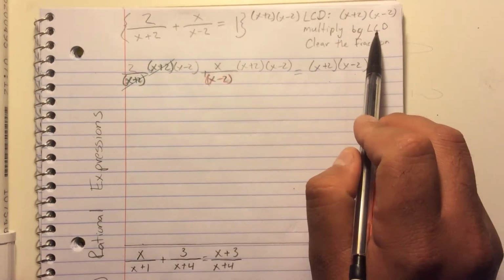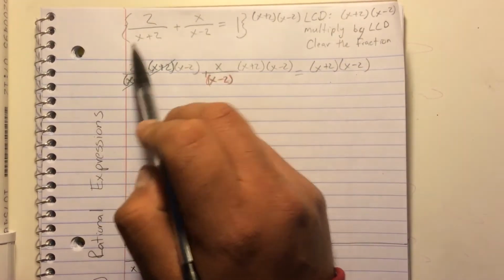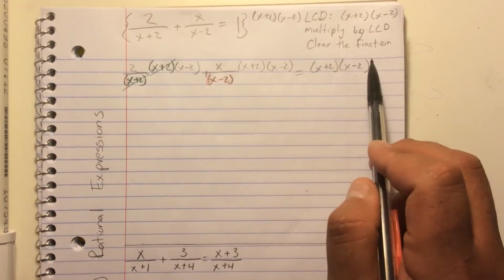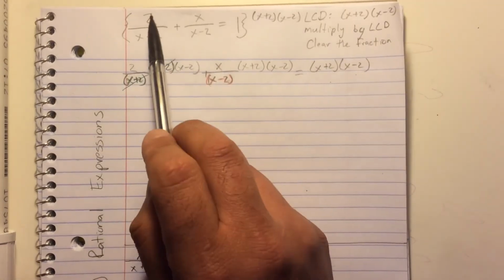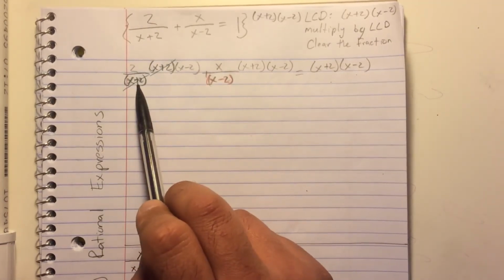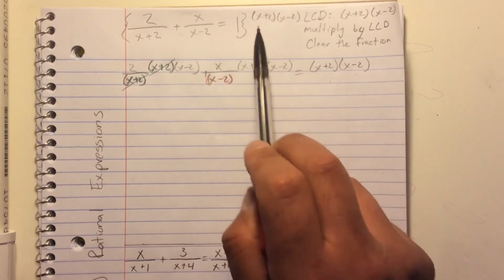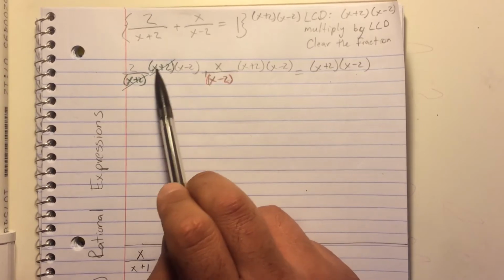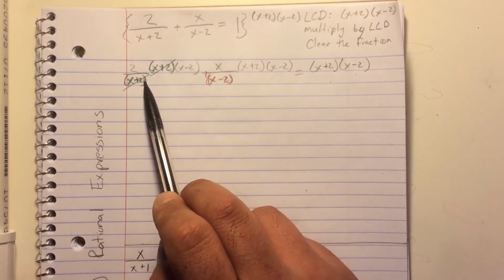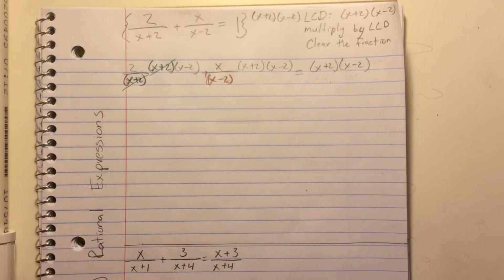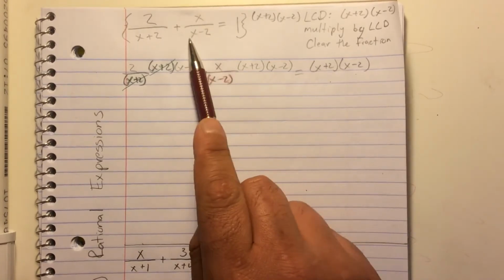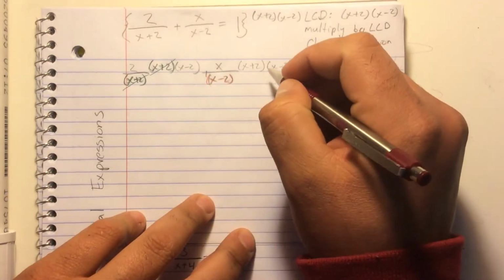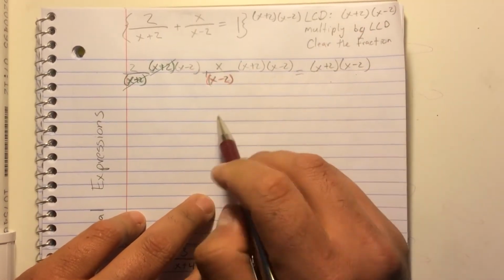We're going to multiply by the LCD, as you see we already did here, x plus 2 and x minus 2, in order to clear the fractions. I have my 2 over x plus 2 multiplied by our LCD, x plus 2 times x minus 2. I already found that these were common factors, and I factored them out. Then we get to the second one, x over x minus 2. I realized when I was doing this that the video had stopped, so let's continue from here.